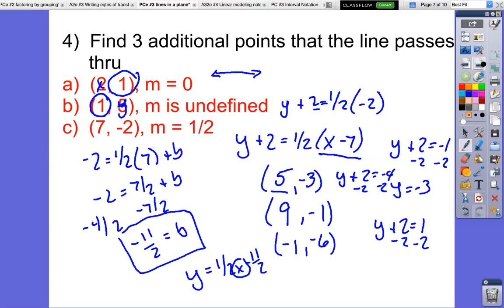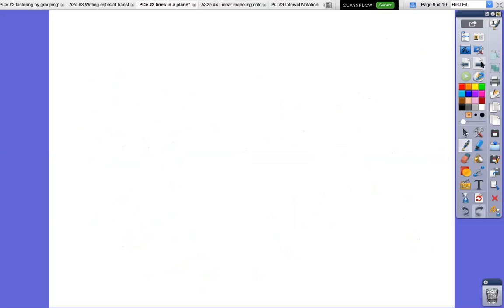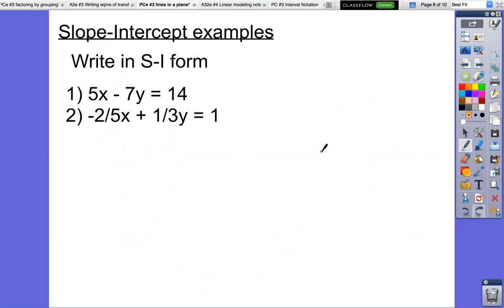Was that the last? This is the last one. Yep. The last thing you have to do with your assignment tonight, it's going to give you an equation and say write it in slope-intercept form. This just means solve for y. If that's the case, how do I move 5x to the other side?